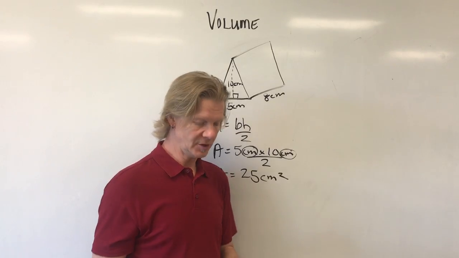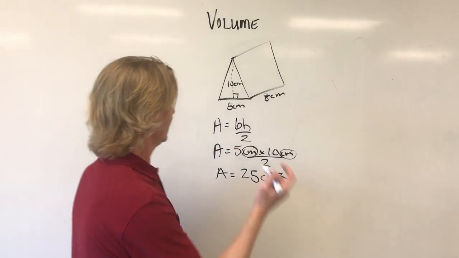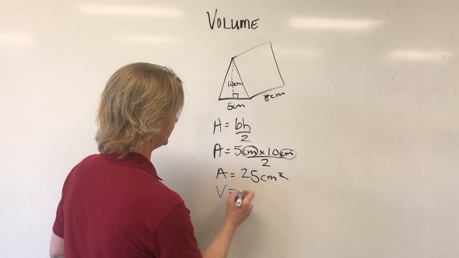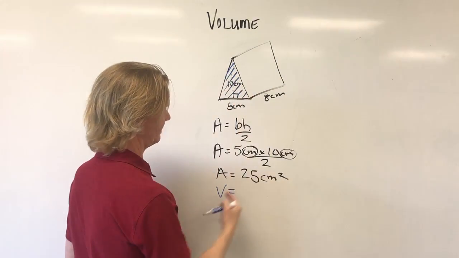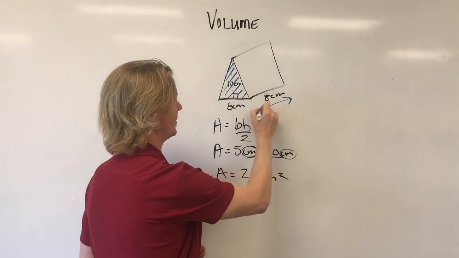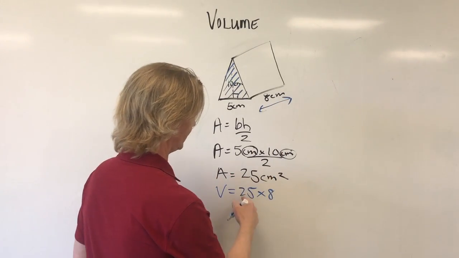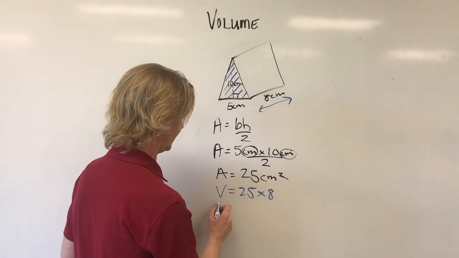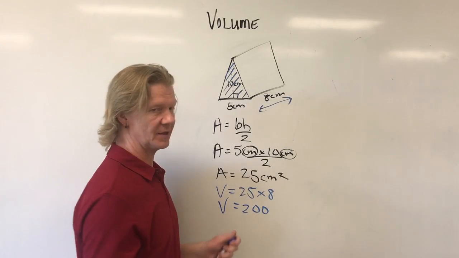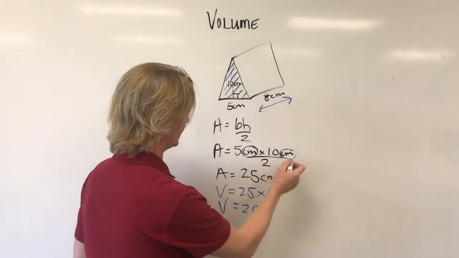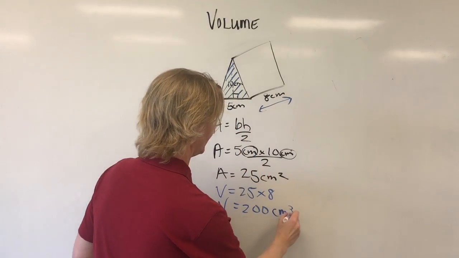Okay? Now to get the volume of this, I'm going to change color to blue. I don't know why. I'm just changing color. To get the volume of this, I need to take the area of this, the surface area, which was 25 centimeters squared, and multiply it by the other depth, which is 8. So I need 25 times 8. 25 centimeters squared times 8 centimeters. Okay? And that gives me 200. Okay? And you can use a calculator if you need. Centimeters squared times centimeters, or centimeters times centimeters times centimeters, and centimeters cubed.